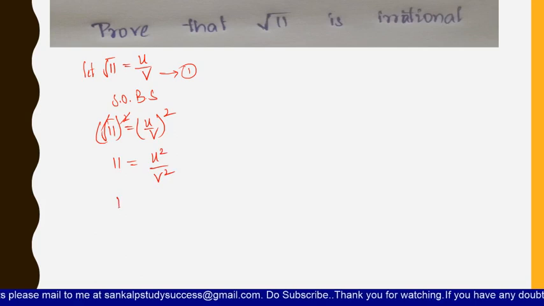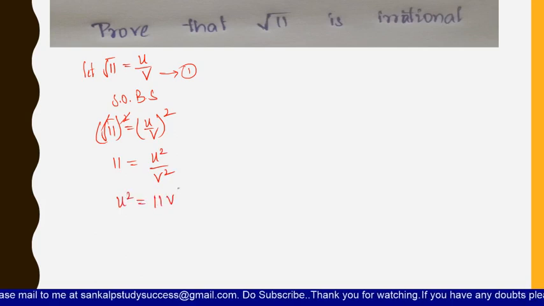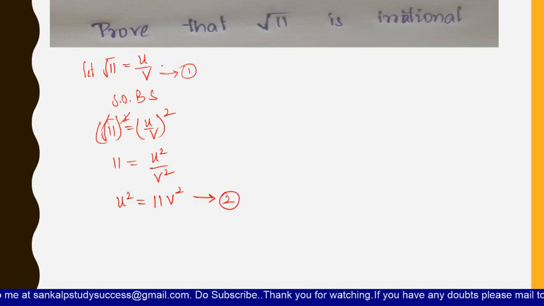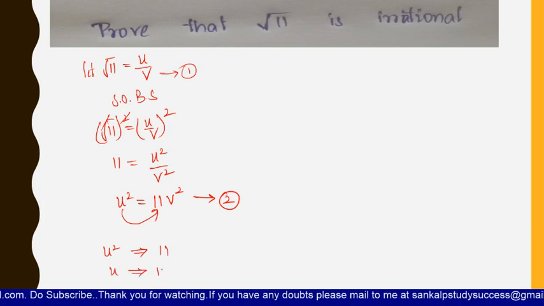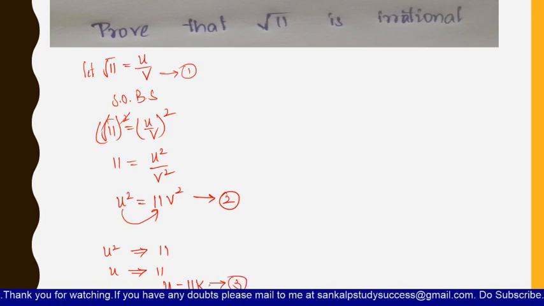So now from here you can write it as u square is equal to 11v square. Let us consider this as equation 2 because this is equation 1, right? So now u square is divisible by 11. Here u square is divisible by 11. So u is divisible by 11, right? If u square is divisible by 11, that means u is also divisible by 11. Okay, that means what? u is equal to 11k. u is nothing but 11k. Let us consider this as equation 3.